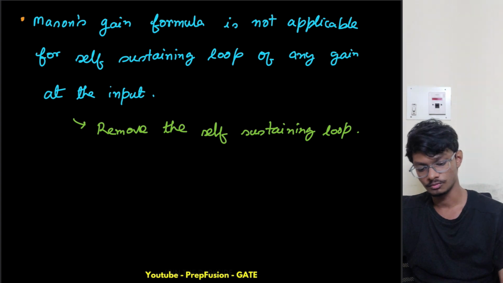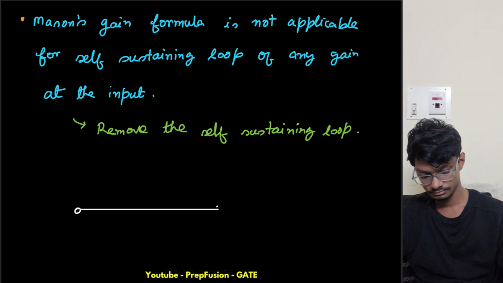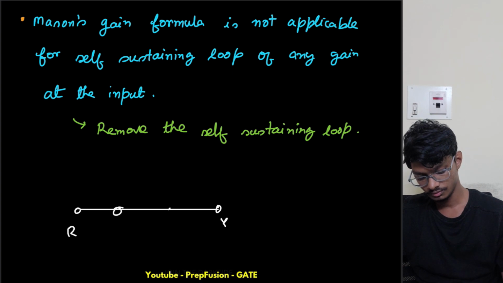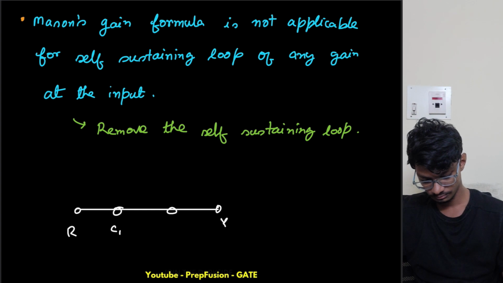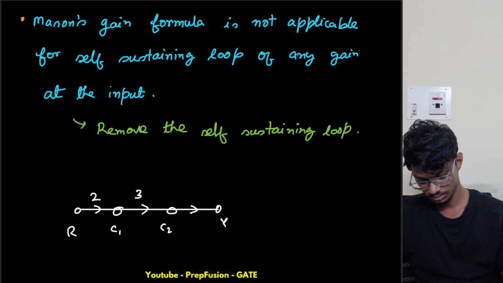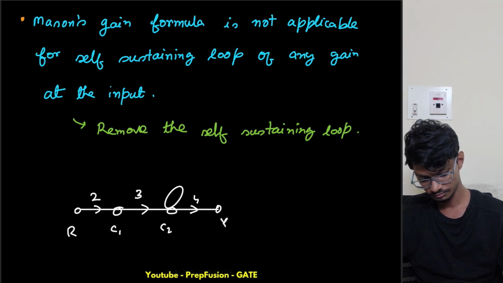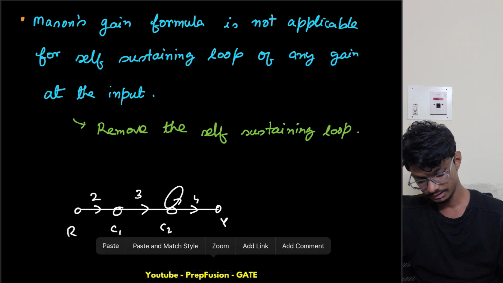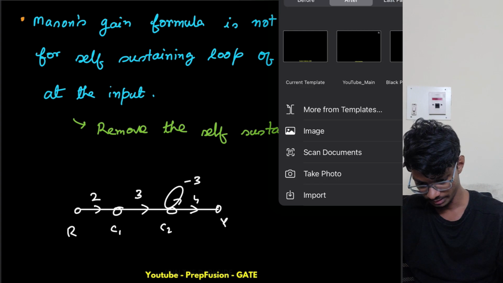the self-sustaining loop. So what will that become? This is not C, this is Y, this is R. Okay, we have three nodes. This is C1, this is C2, this is 2, this is 3, and this is 4. And again we have one self-sustaining loop over here, and I find the gain like this one only. Okay, so I can simply use Mason's gain formula again.